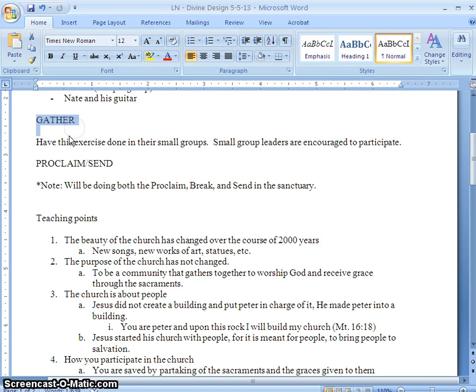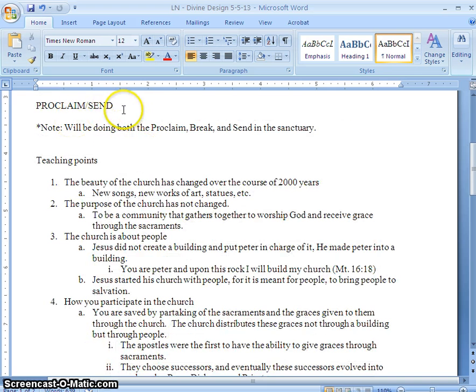Then I follow gather, proclaim, break, send just like the outline. Although in this particular instance, this is where I'm deviating from the Life Night outline a little bit. I have my gather, and I have my notes that I want this exercise done in their small groups, and that the small group leaders are encouraged to participate in this exercise if possible. But then I'm weaving the proclaim and part of the send together.